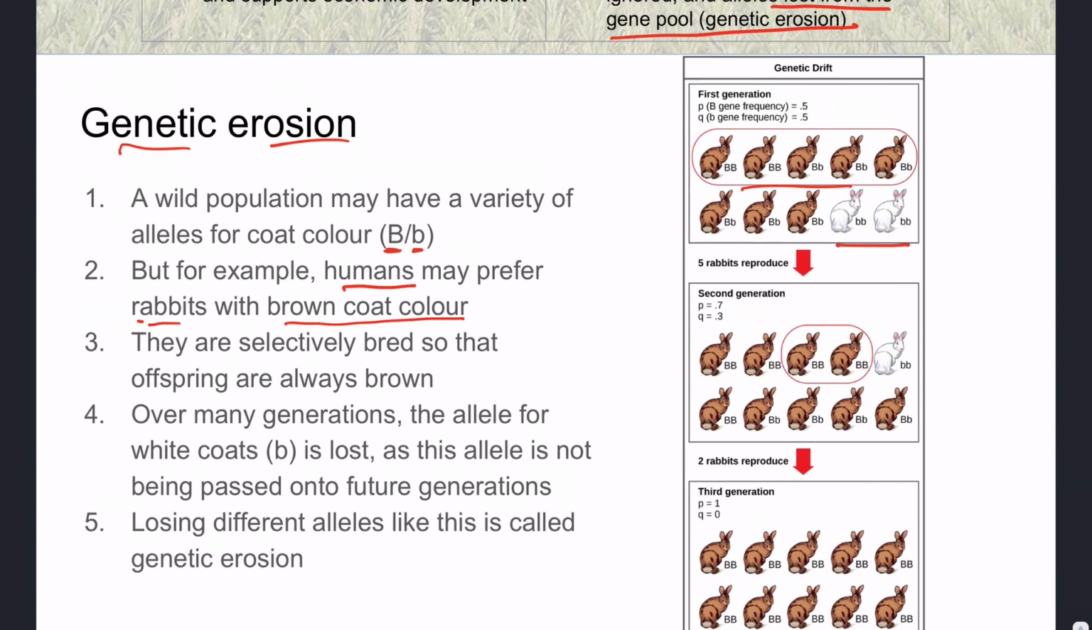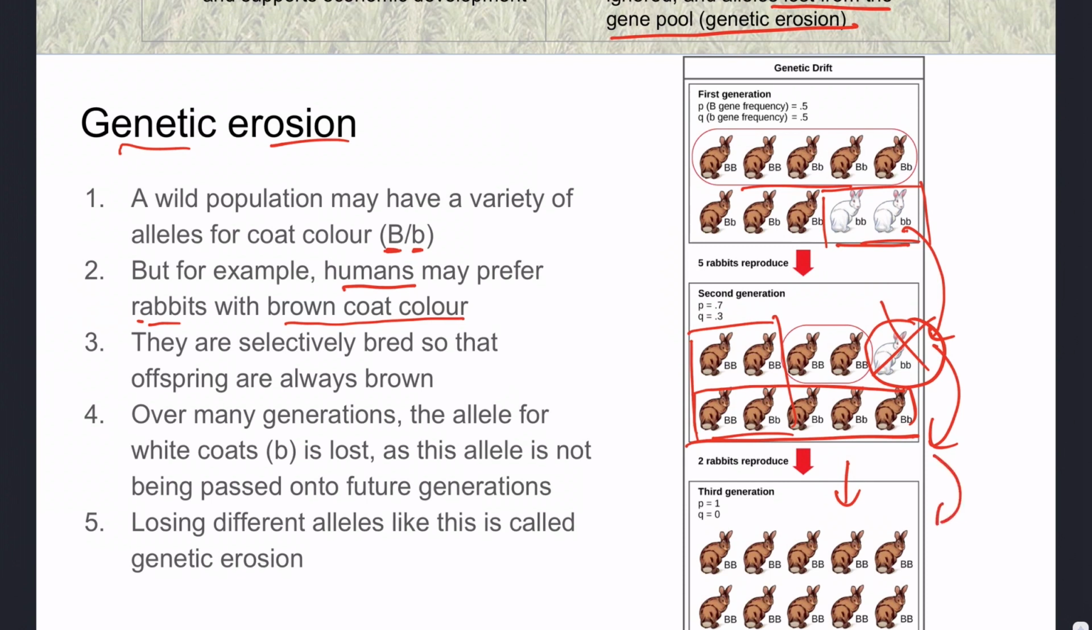Now, as a result of that, what they do is they take the brown rabbits and allow the brown rabbits to breed, but they don't include the white rabbits in the process of selective breeding, and so offspring rabbits are more likely to be brown. Again, those brown rabbits are used for selective breeding, and over a number of generations, at some point you'll get all the rabbits being brown. Because the white rabbits were not included in the breeding program, the little b allele tends to be lost over a number of generations. Ultimately, you end up with a population that only has the big B allele. The little b allele has been lost.